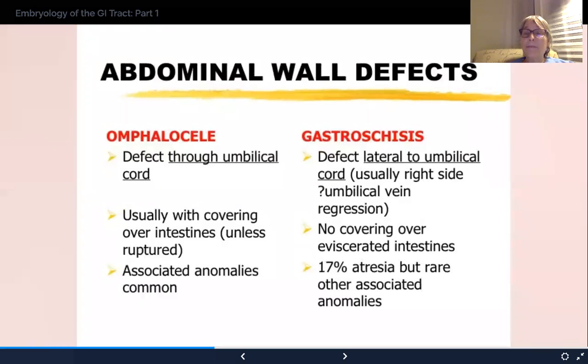So again, abdominal wall defects, 2 kinds. Omphalocele, the defect through the umbilical cord. It's usually got an amniotic covering over the intestines, and associated anomalies are common. Gastroschisis is a defect lateral to the umbilical cord. Just trivia, it's usually on the right side. There's no covering. There's about a 17% chance of atresia, but other associated anomalies are really rare.